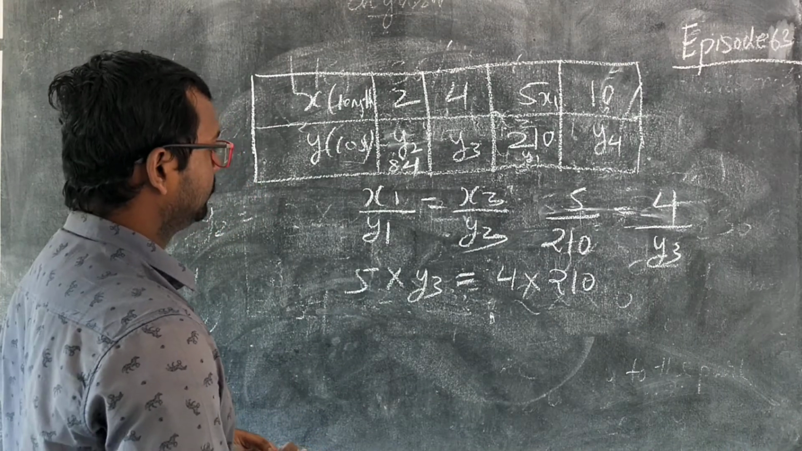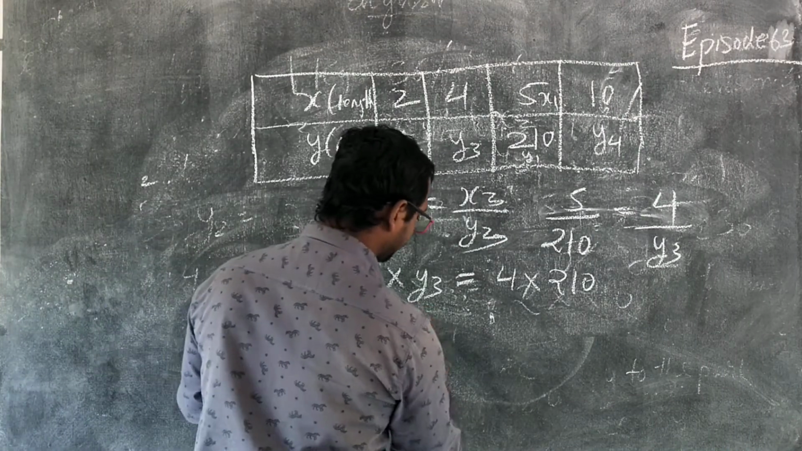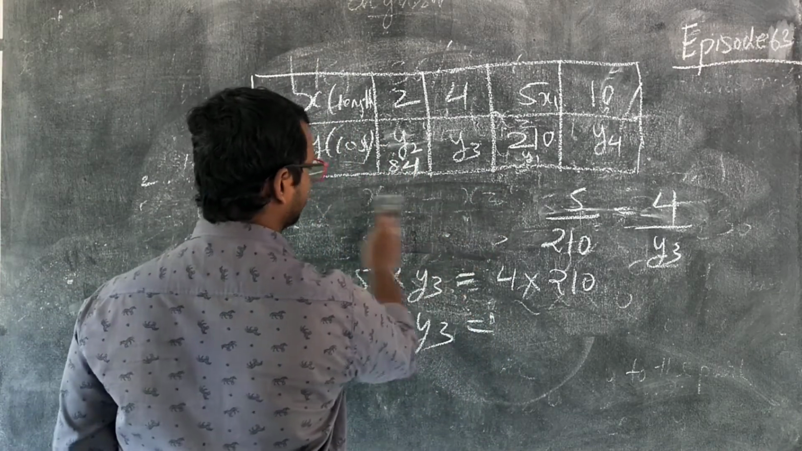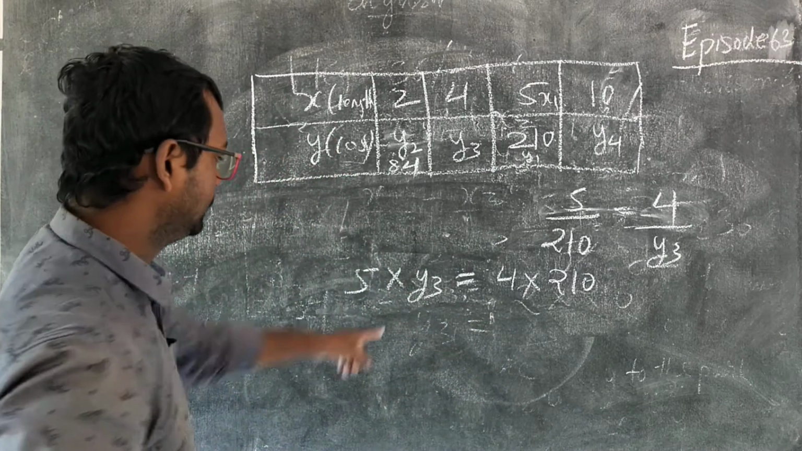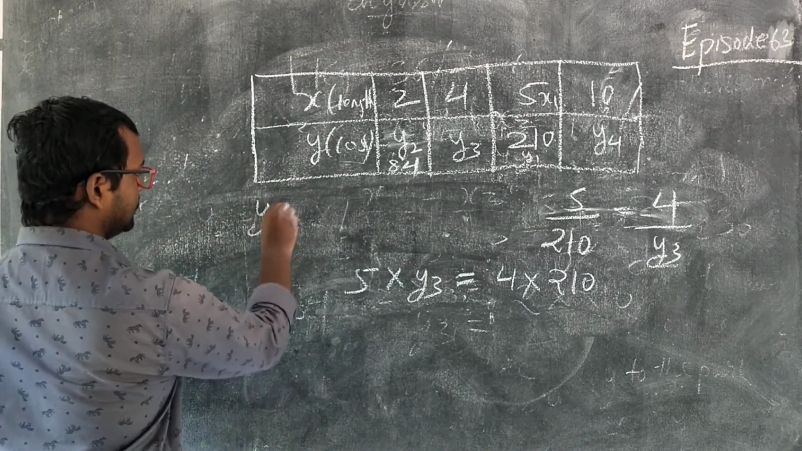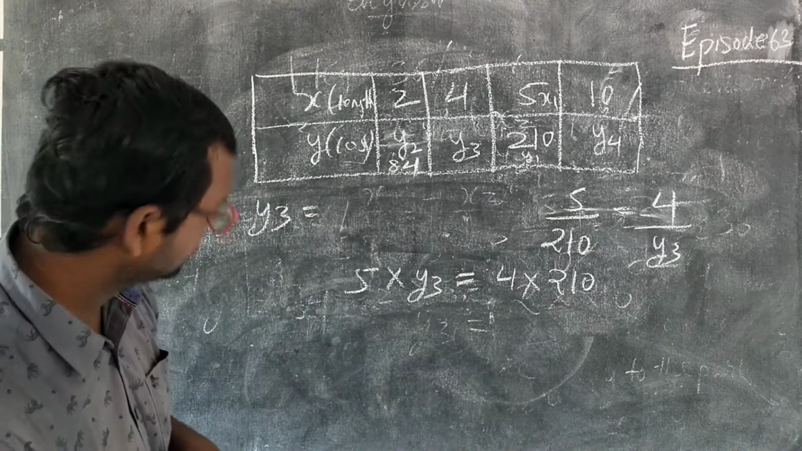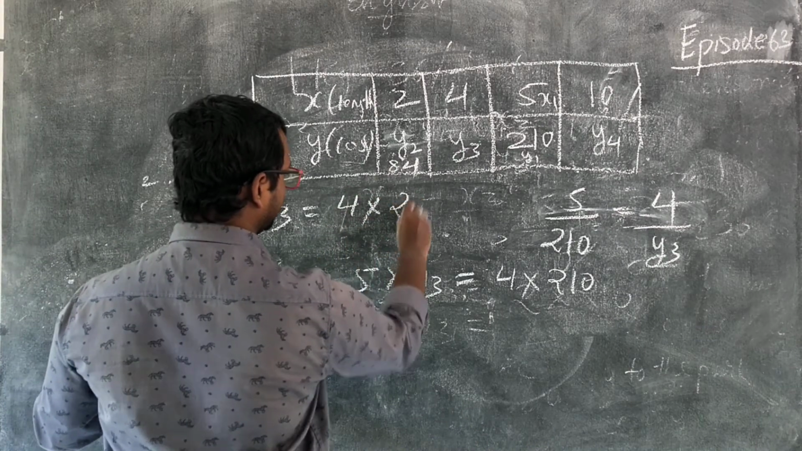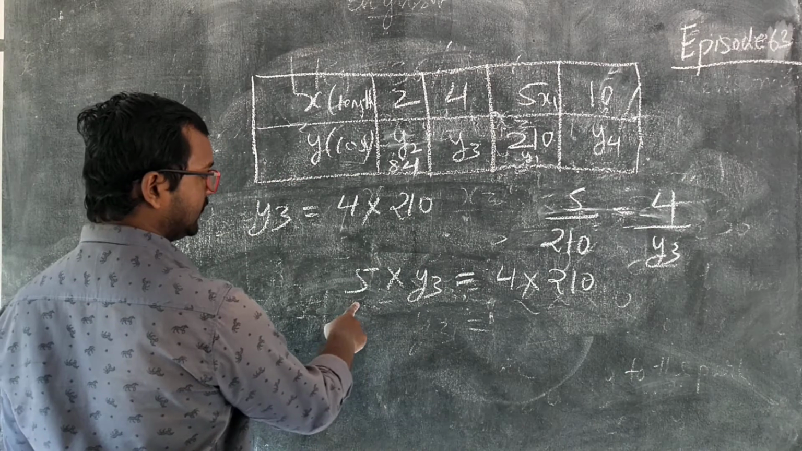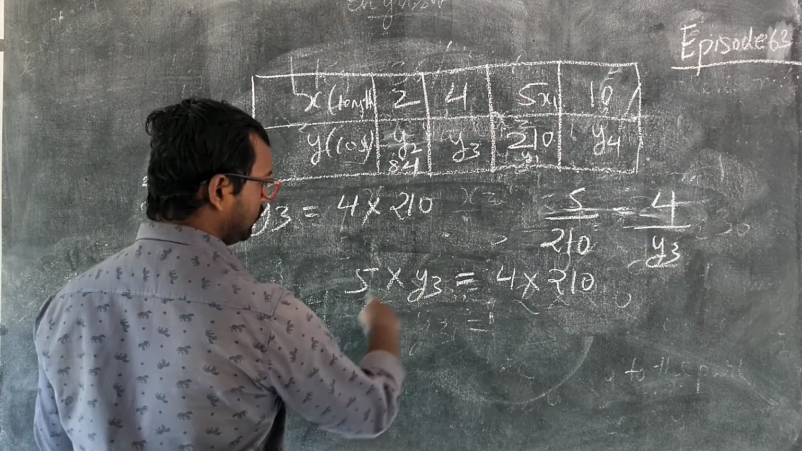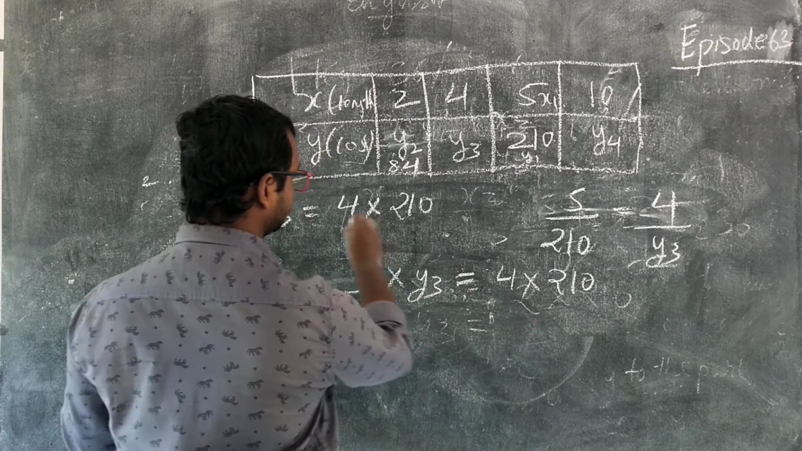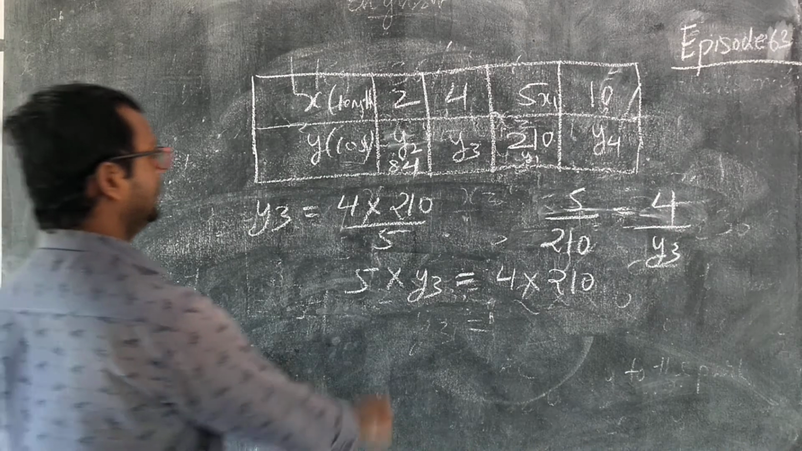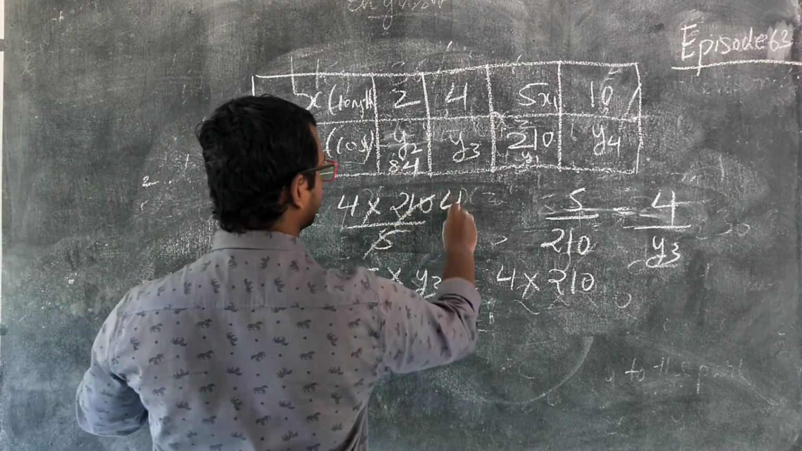Okay. Now same thing we have to apply here also. y3 is equal to 4 into 210, and this 5 has to go from here to the right hand side. When you move to right hand side, from multiplication it will become division, divided by 5. So y3 we will get 4 into 210 by 5. So if we divide, we get 42.